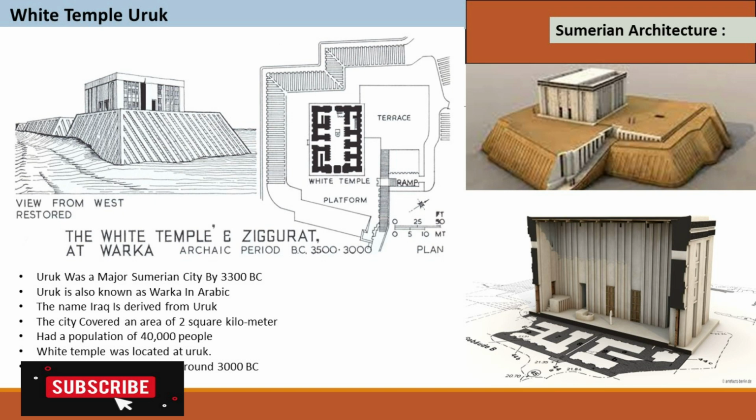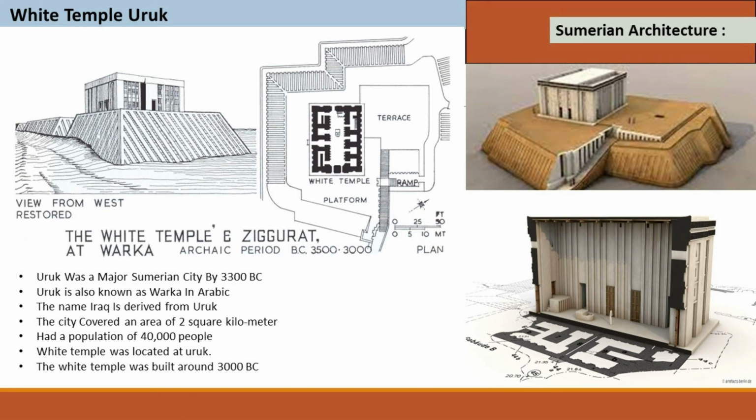So it is built on a very high earth mound, also known as a ziggurat. It was a major city back then in Sumerian architecture. Uruk was a major Sumerian city by 3300 BC, and this White Temple was built around 3000 BC. The name Iraq is derived from Uruk. The city covered an area of 2 square kilometers and had a population of 40,000 people. The White Temple was located in Uruk.